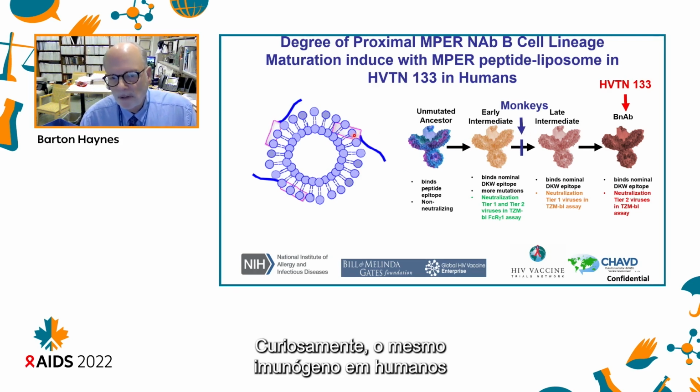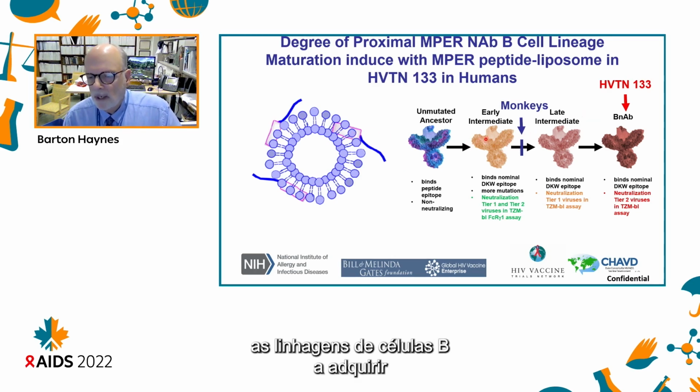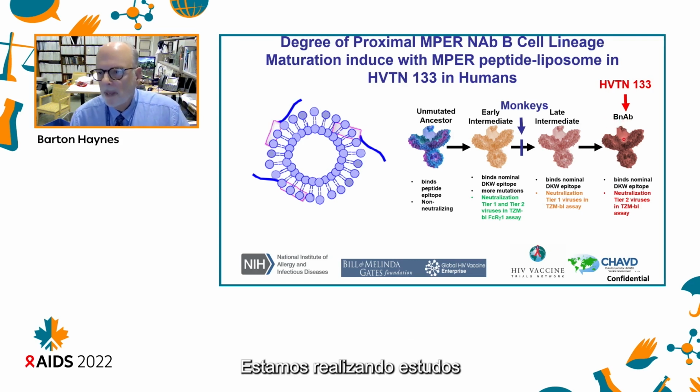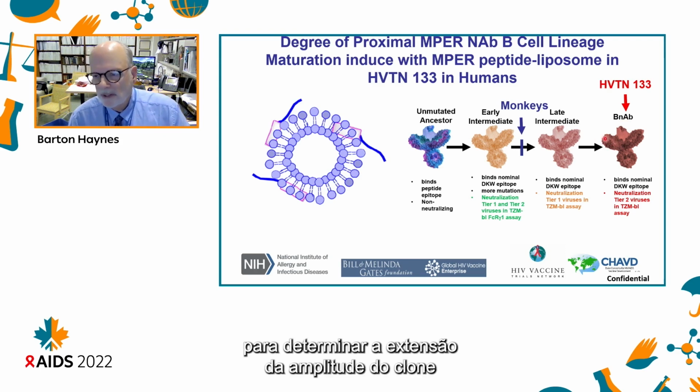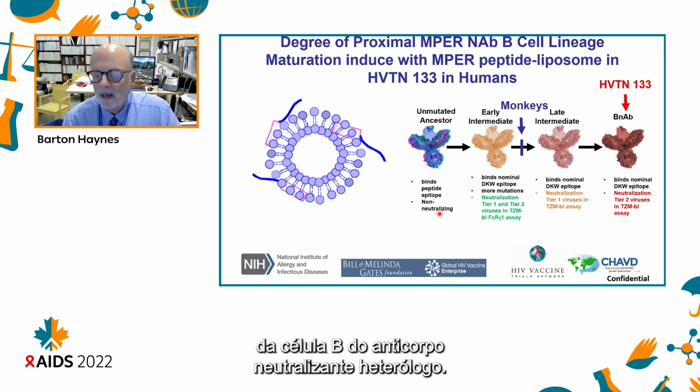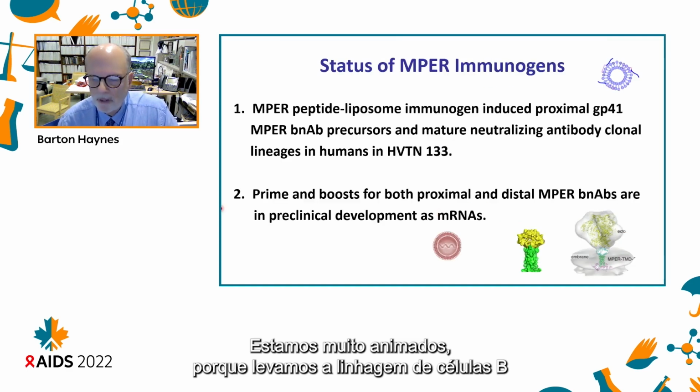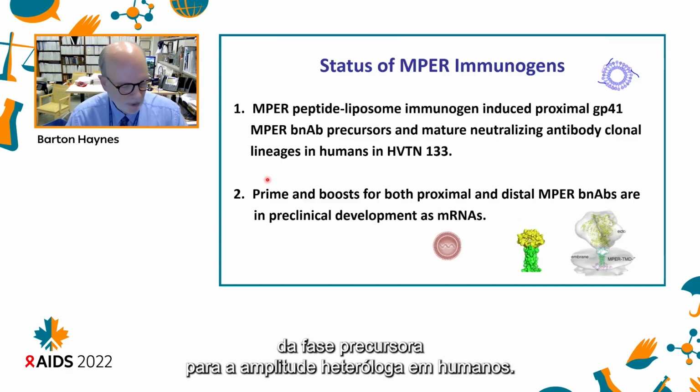The same immunogen, interestingly, in humans induced B-cell lineages to acquire heterologous neutralization breadth, and we're undergoing studies to determine the extent of the breadth of the heterologous neutralizing antibody B-cell clone. So we're excited that we have moved the B-cell lineage from the precursor stage to heterologous breadth in humans.